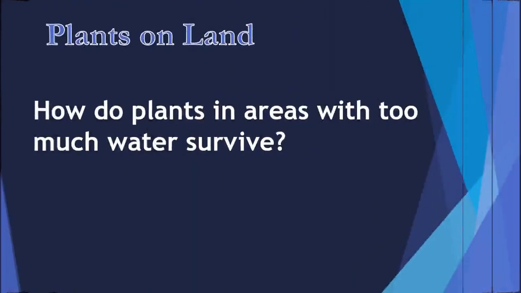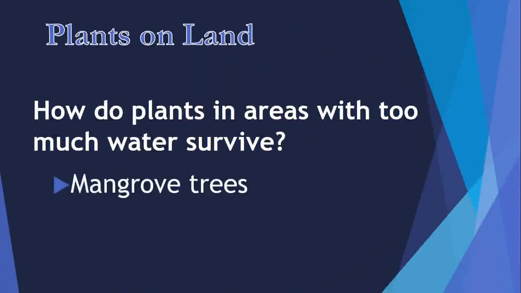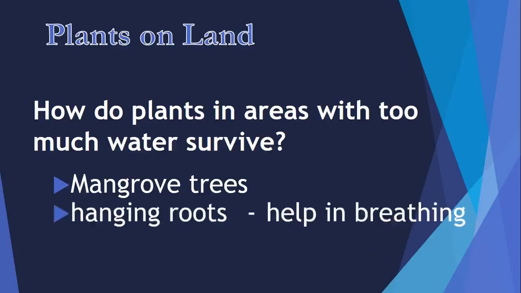How do plants in areas with too much water survive? Mangrove grows in soil that holds too much water and has hanging roots. The roots of mangrove trees cannot breathe as the soil is filled with water. The hanging roots are for breathing.